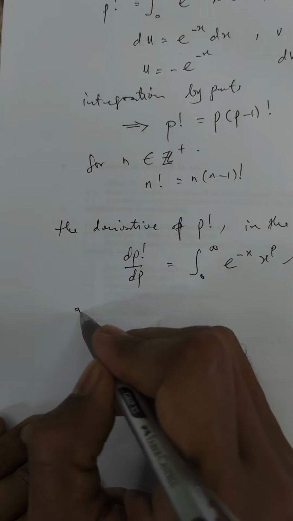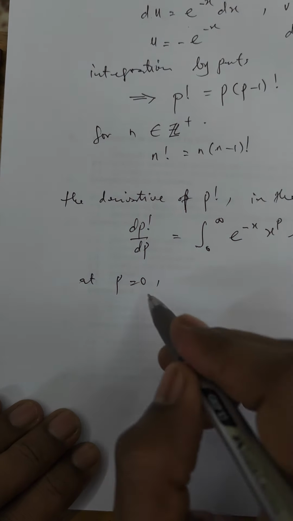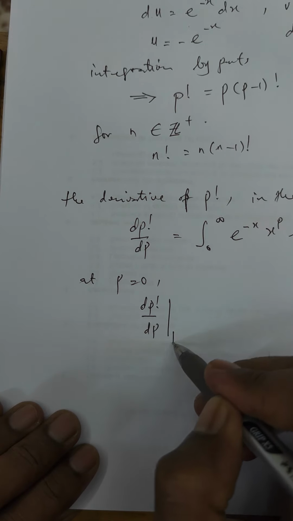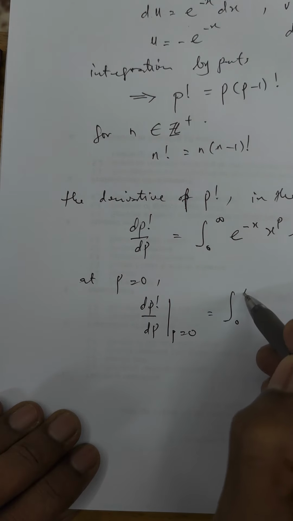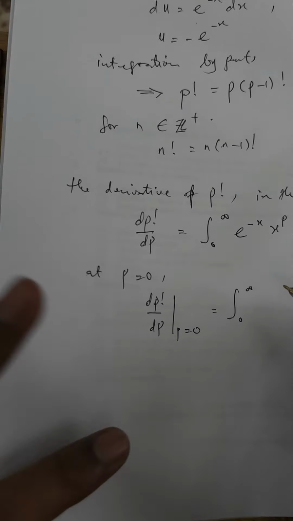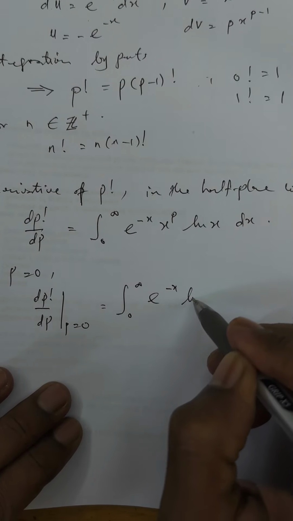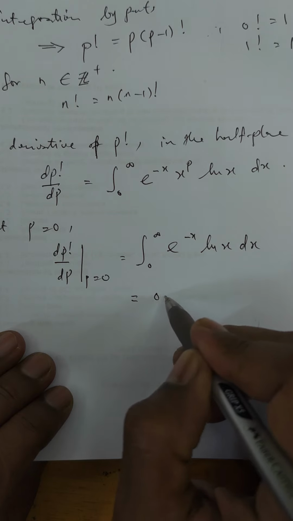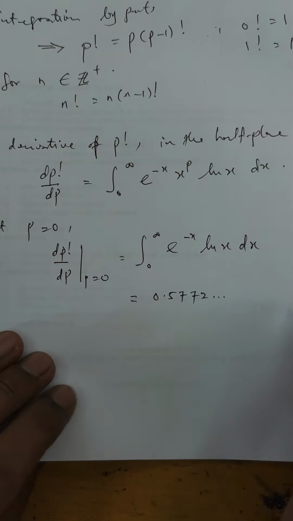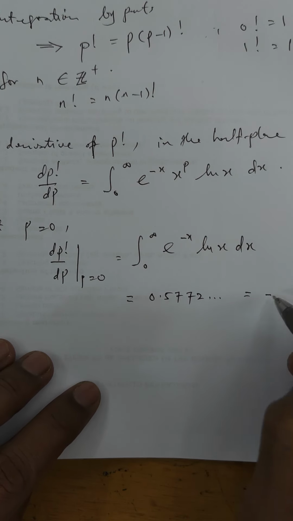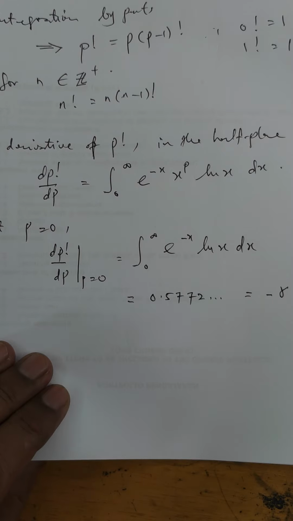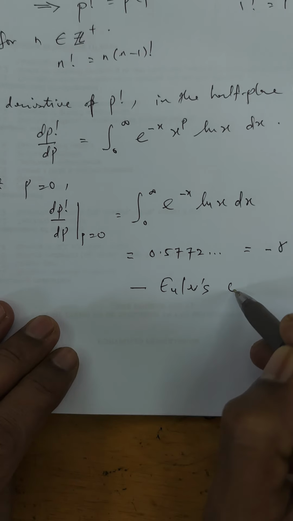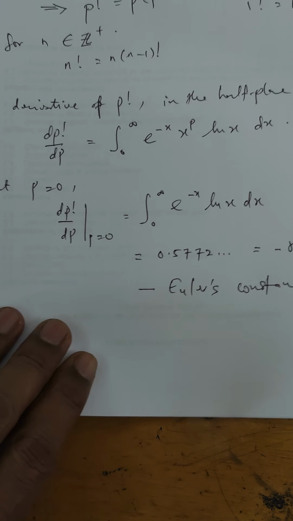And at p equal to 0, we have d(p factorial)/dp at p equal to 0. That gives you the integral from 0 to infinity of e^(-x) ln x dx, and this actually will give you 0.5772 and so on. This we call the negative of sigma, which we call the Euler constant.